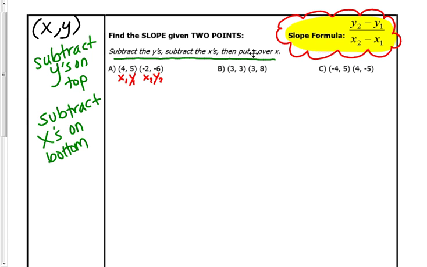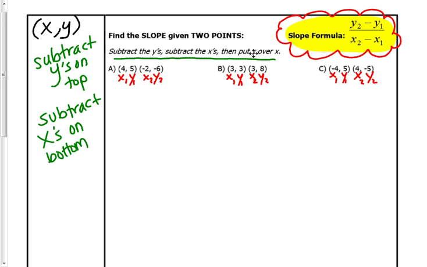Okay? And I can go ahead and I'll just go straight across B and C and do the same thing. If this is my first point, this is the x, this is the y. So the 3, 3 is my first point, so x1, y1. The 3, 8 is my second point, so x2, y2. And for C, -4, 5. -4 is the x, 5 is the y, right? X comes before y. X before y. And then first point, second point.